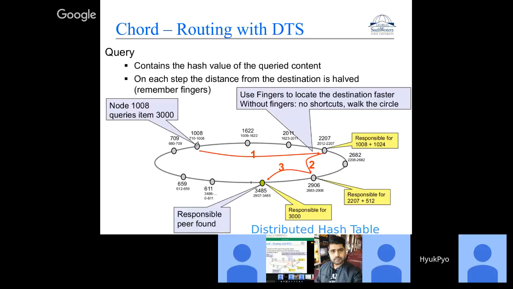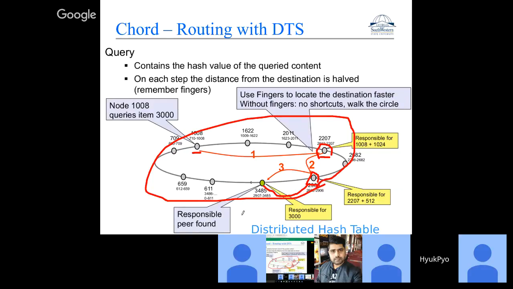Another example is from 1008, and we want to find the resource ID number 3000. Firstly, we can jump to the closest position, 2207. After that, from this finger table, we will look for a closer position here. Then we will access the closest position which can manage the required resource. All these finger tables are called a distributed hash table, and that reduces the time to search for the required resource or required node.